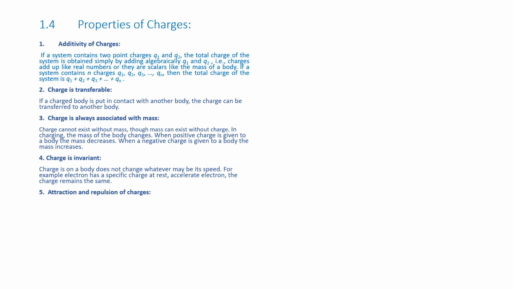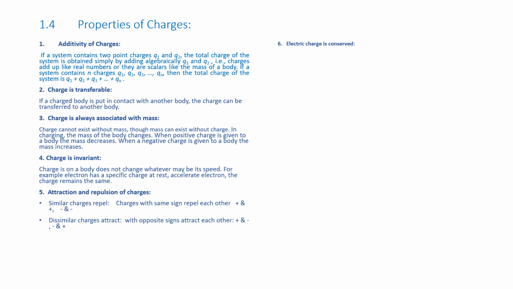Attraction and repulsion of charges. Here there are two types of charges, positive charge and negative charge. Similar charges repel. So, between the two charges Q1 and Q2, if both are positive, they repel, and if both are negative, they repel. So, like charges repel one another. Dissimilar charges attract. That means if Q1 is positive and Q2 is negative, they attract one another. Similarly, if Q1 is negative and Q2 is positive, they attract.